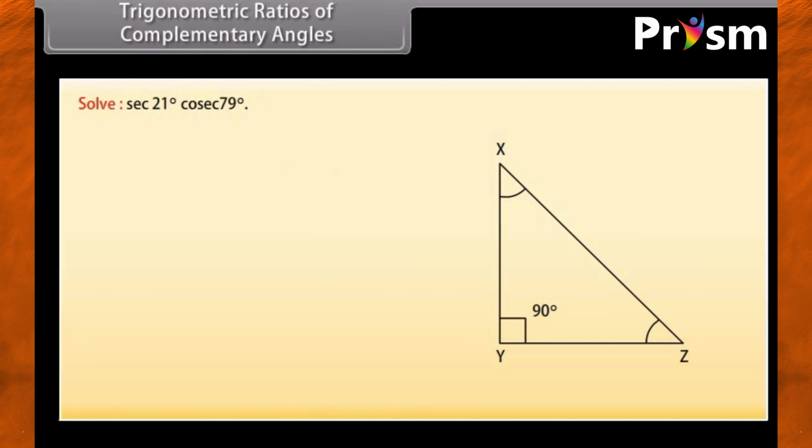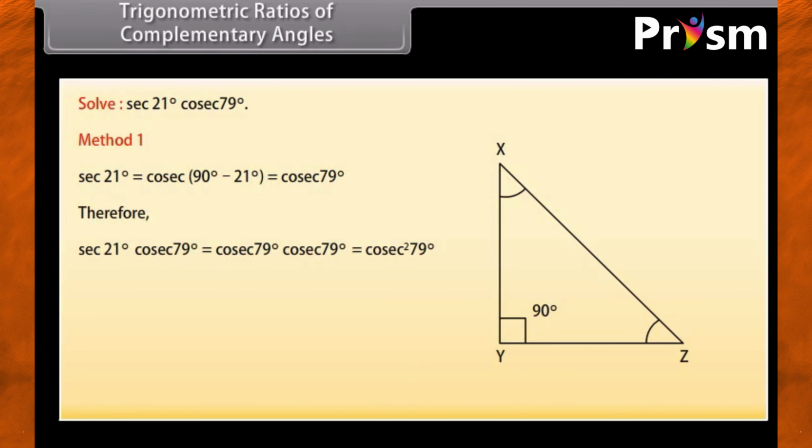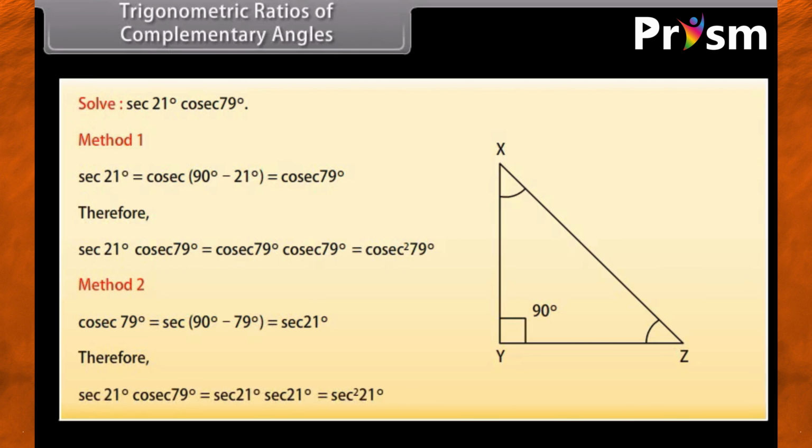Solve sec 21 degree cosec 79 degree. Sec 21 degree is equal to cosec 90 degree minus 21 degree equals cosec 79 degree. Therefore, sec 21 degree cosec 79 degree is equal to cosec 79 degree cosec 79 degree, which equals cosec square 79 degree. Let us solve the same question in a different way. Cosec 79 degree is equal to sec 90 degree minus 79 degree equals sec 21 degree. Therefore, sec 21 degree cosec 79 degree is equal to sec 21 degree sec 21 degree, which equals sec square 21 degree. Let us attempt one more question.